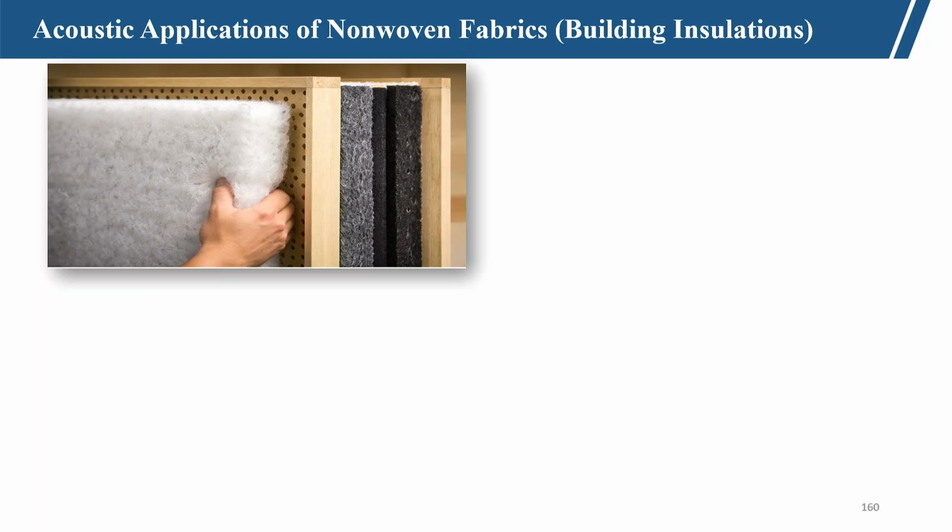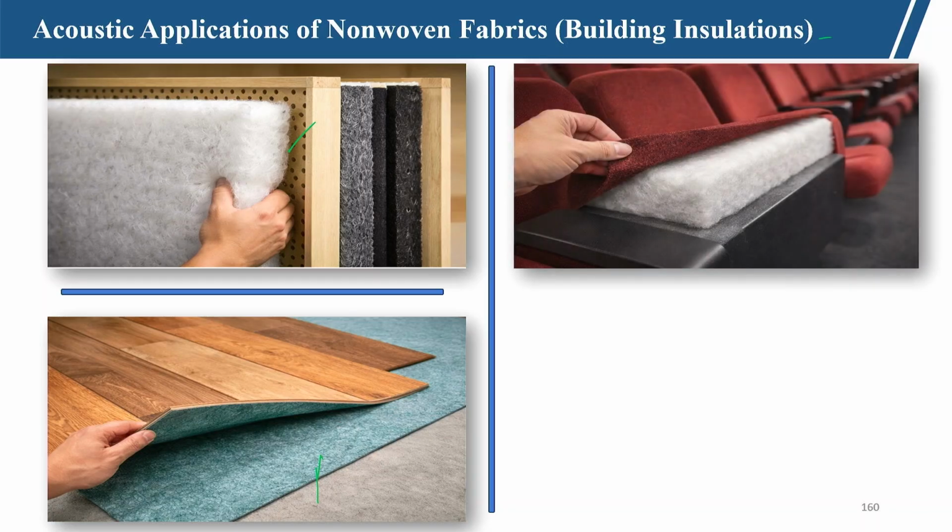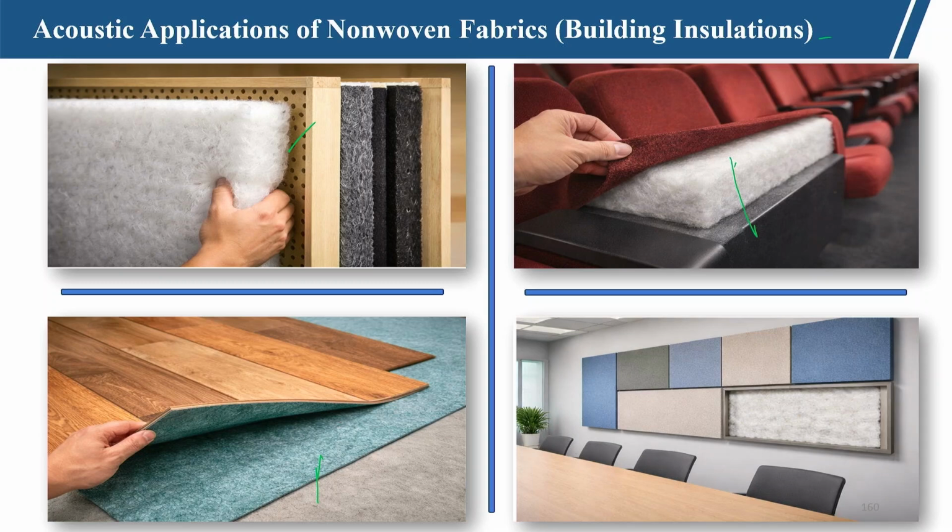You can see these are the different applications. The picture shows building construction. So, in insulation we use the non-woven backing for sound insulation. In the flooring, below the floor we can use the non-woven for sound insulation. Below the seat cover, this is basically for sound absorption, otherwise there will be echoing in the hall. So, these are different typical applications.